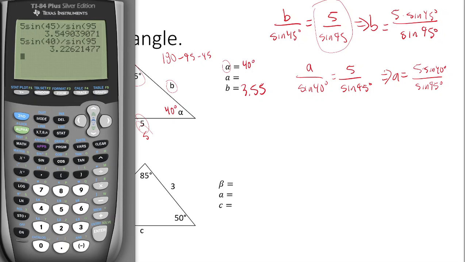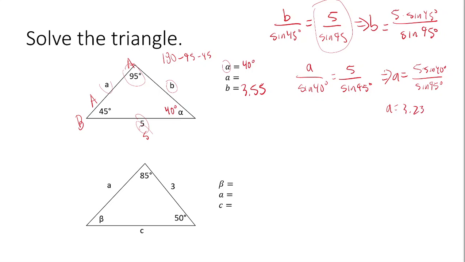And we get 3.23-ish. Right, so A is 3.23. So there we just solved that oblique triangle using the law of sines.